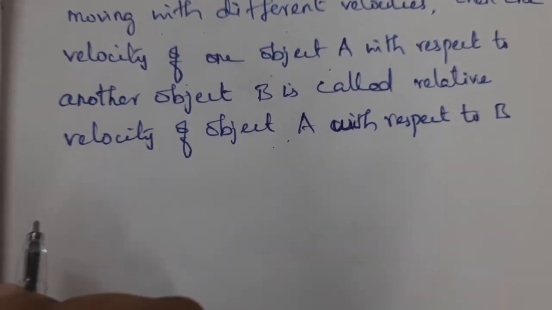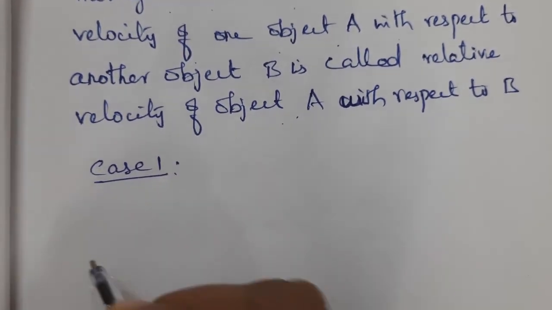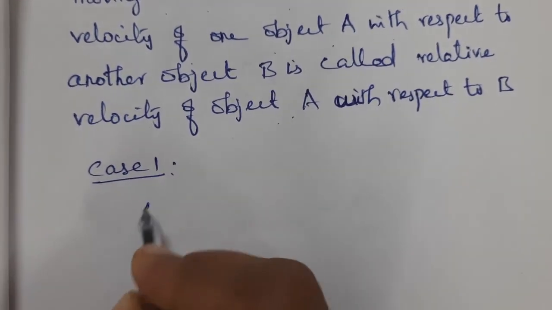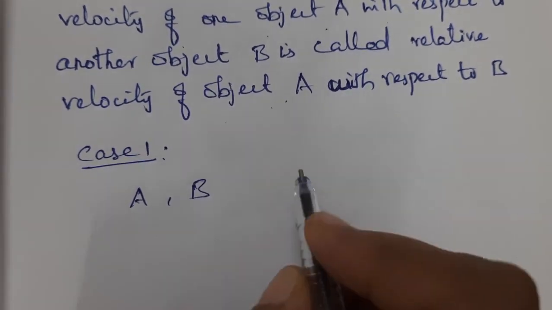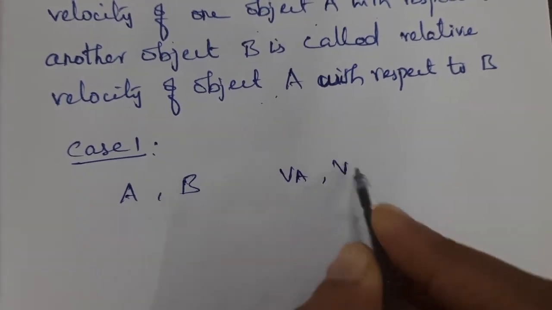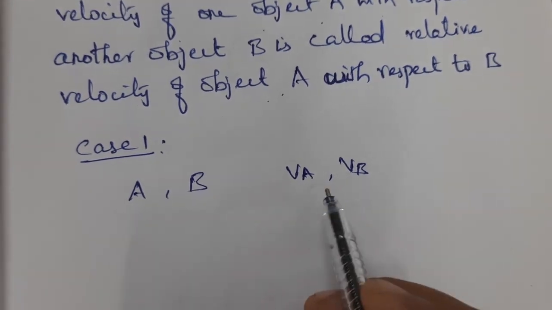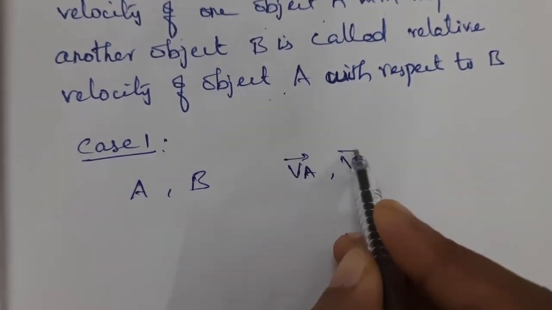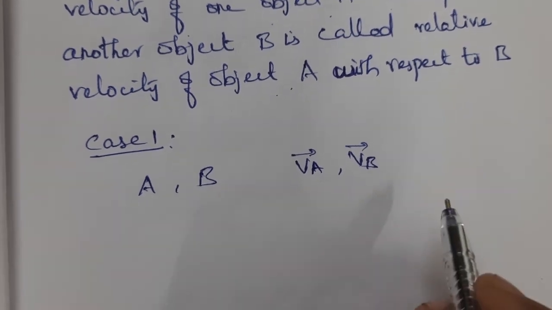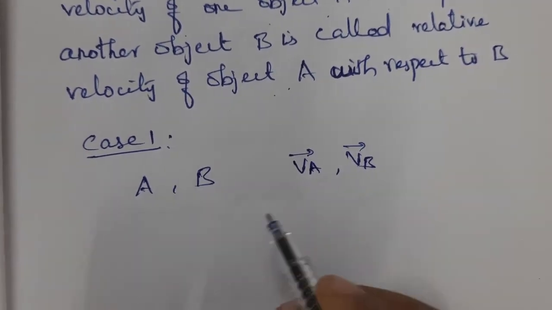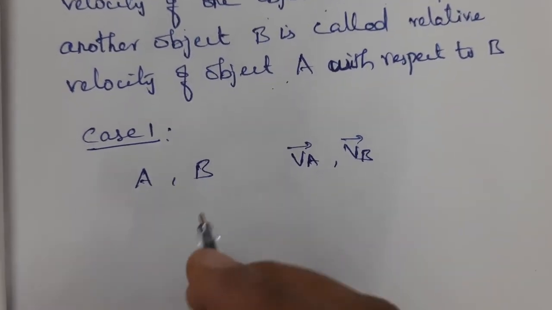Let's see some of the special cases in this relative velocity. Case 1. Consider two objects A and B moving with uniform velocities VA and VB, along the straight tracks in the same direction. Okay, same direction. So what is the relative velocity?